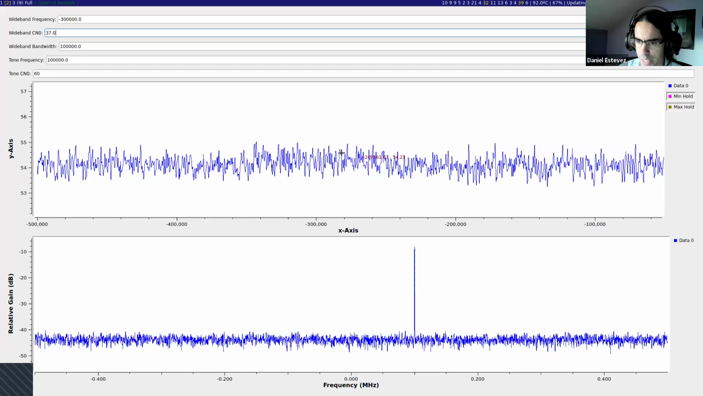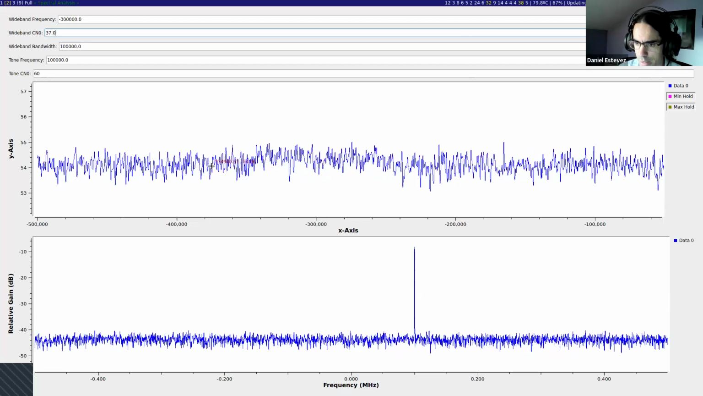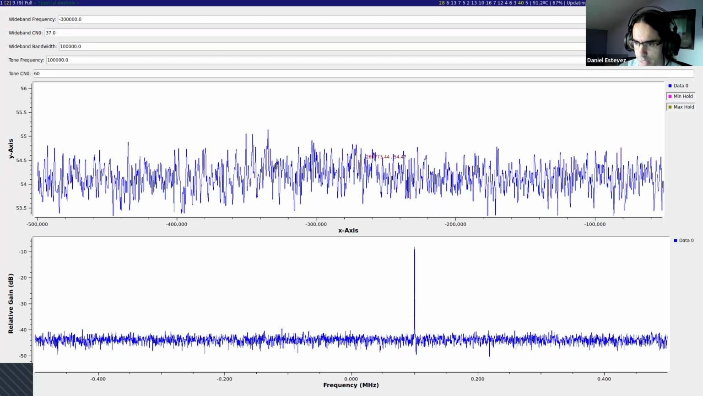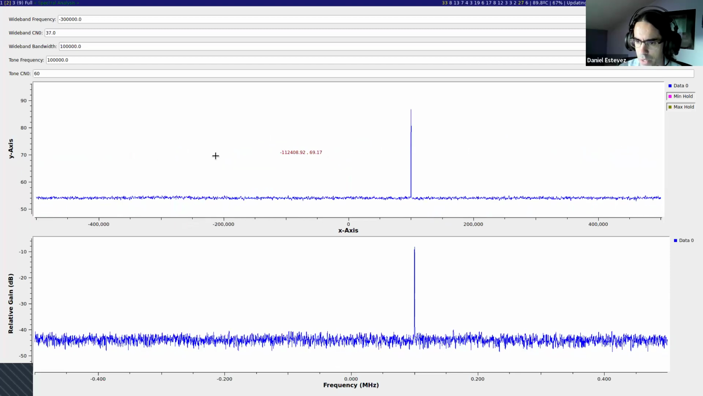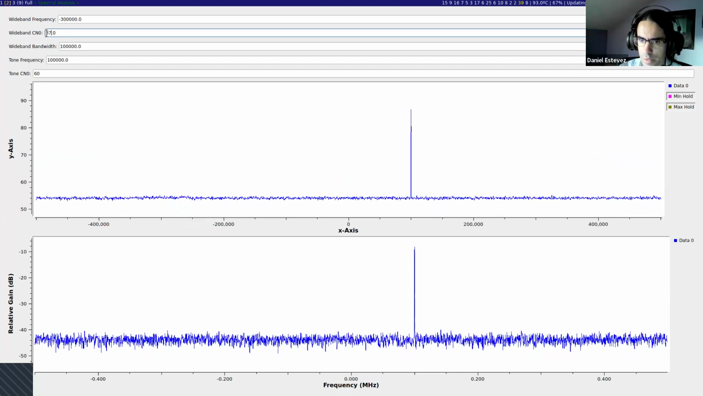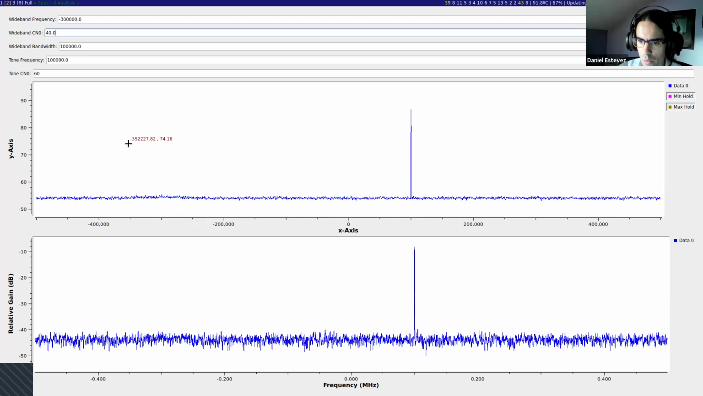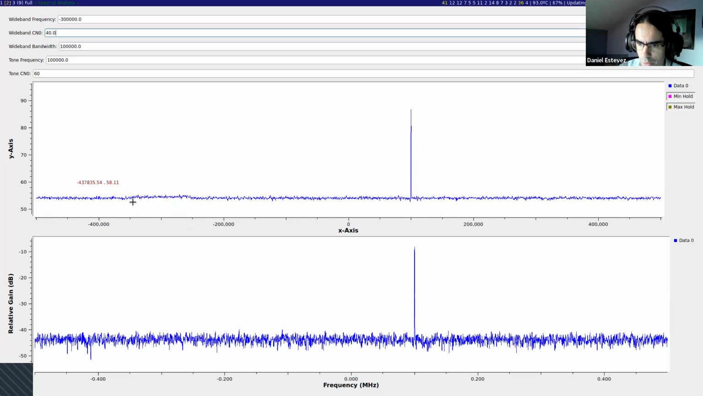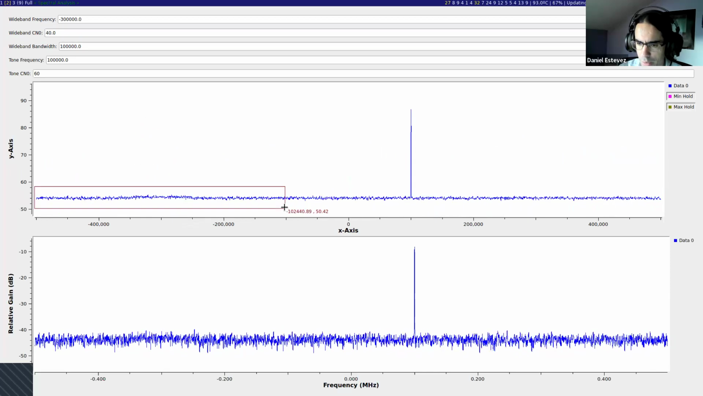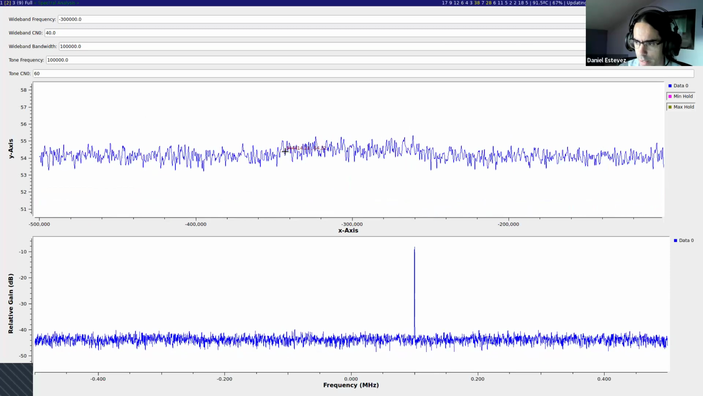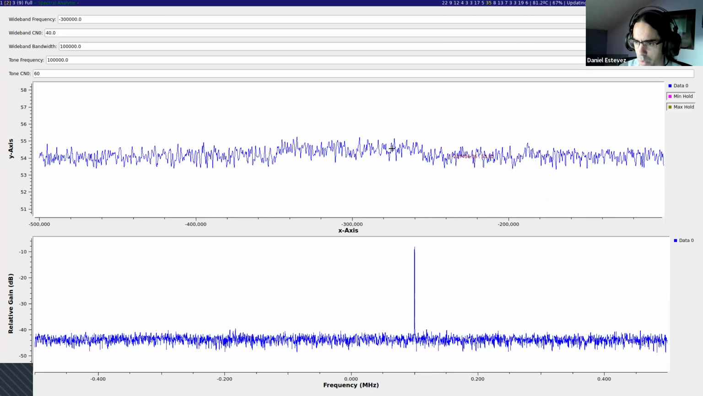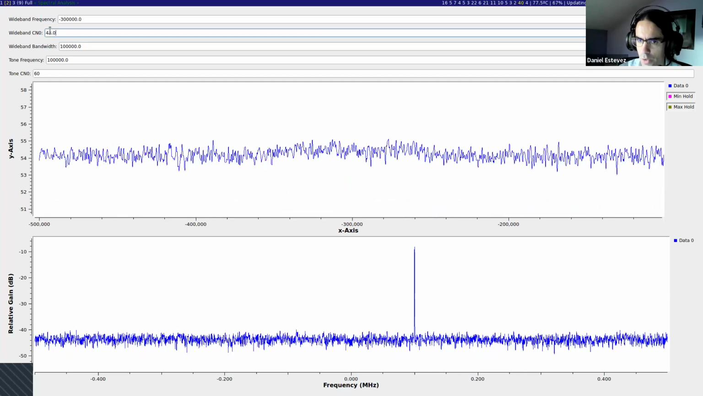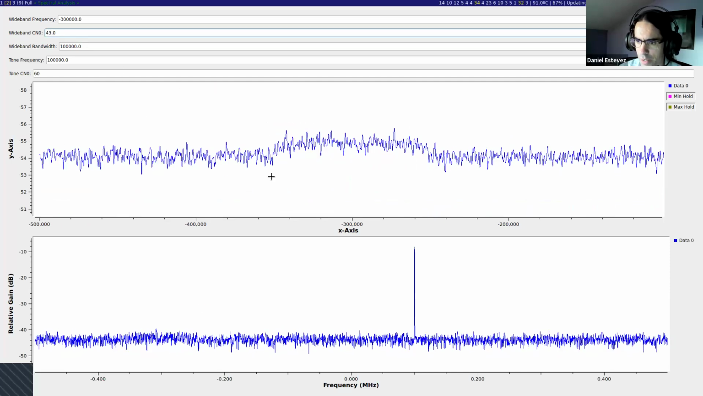Yeah, maybe at 37 we can, with some luck, see that in this part of the spectrum the signal is more powerful than in the other one. And at 40, I'm already beginning to see a small hump in the spectrum here. 43 might be even clearer.